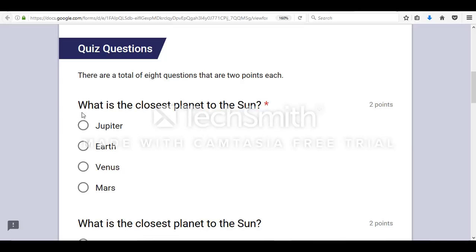The first question here is, what is the closest planet to the sun? I made this question important and required because I want my students to know that the closest planet to the sun is the Earth. And I just know that that's a question that I will be asking them down the road just to make sure that they have retained their information the right way.